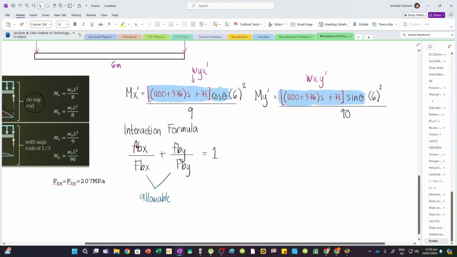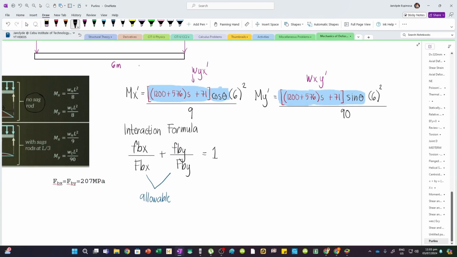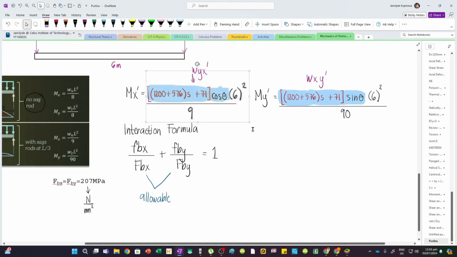However, we can replace FBX and FBY, I hope you would agree. And then, diba, FBX and FBY is in MPa. Now, what is MPa? Diba, that's equivalent to Newton per mm squared. And so, this essentially means that we have to convert everything, our moments right here, into Newton mm. So here we have, let's write down fbx.